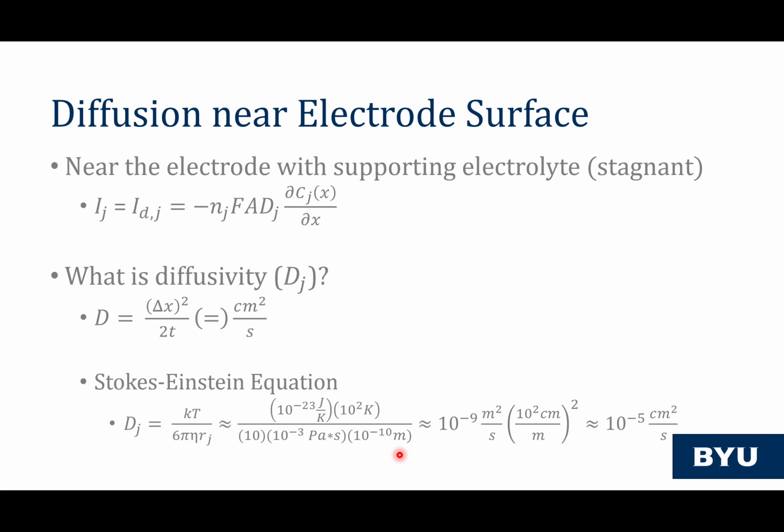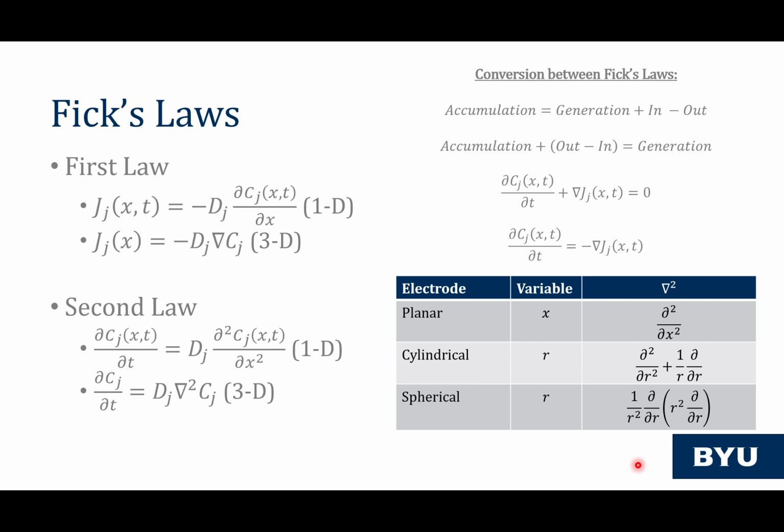So if we do this, then we get 10 to the minus 9 meters squared per second. And when we do a unit conversion to centimeters squared per second, then we're left with 10 to the minus 5 centimeters squared per second, which is just spot on. This is right around where many of the diffusivities of species in room temperature water lie.